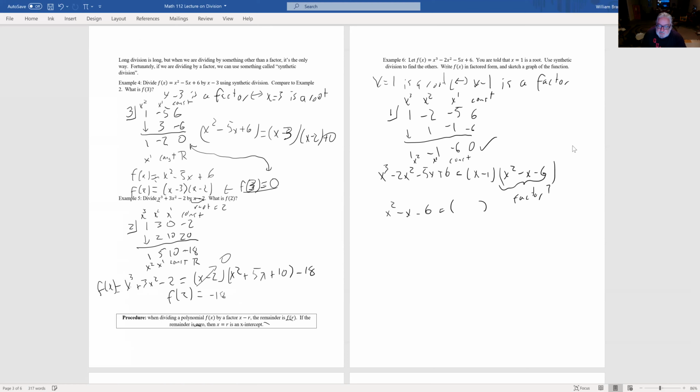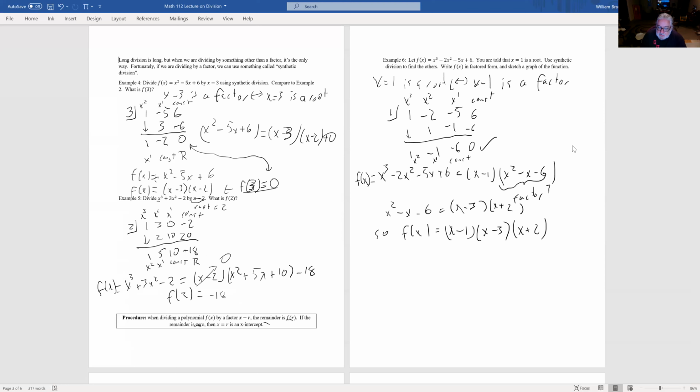x squared minus x minus 6. What are 2 numbers that multiply to give me minus 6 and add to give me minus 1? Well, minus 3 and 2. So now we've factored this into x minus 3 and x plus 2. I'm going to label this as f of x because I don't want to rewrite it a billion times. So f of x is x minus 1, which is this term, and then times that, but that we factored as this, so it's x minus 3 times x plus 2. Great. So now it's in factored form.